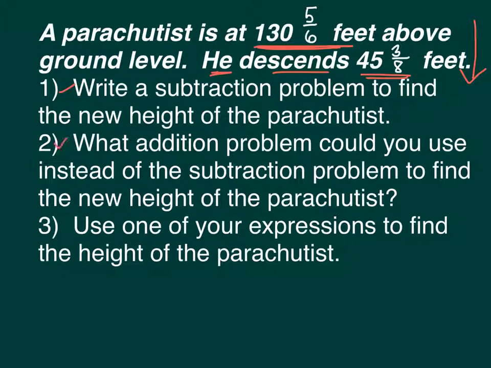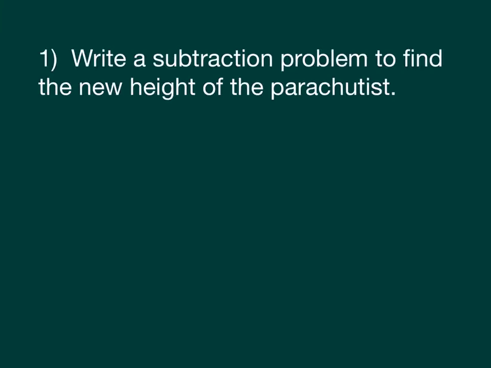And then we've got a few tasks that we need to complete here. Obviously, we don't have enough room here, so we're going to move on to our next page. First thing we're asked to do is to write a subtraction problem to find the new height of the parachutist. So this is clearly the easiest part to do here. I've got 130 and 5/6 minus 45 and 3/8. We're not asked to solve this at this point, but simply write the expression.